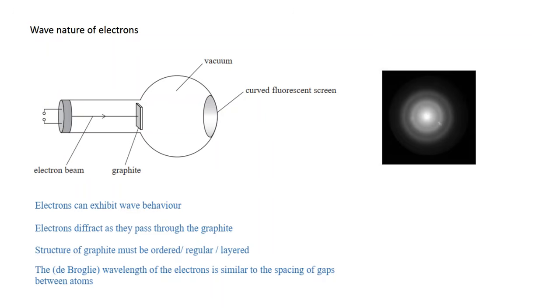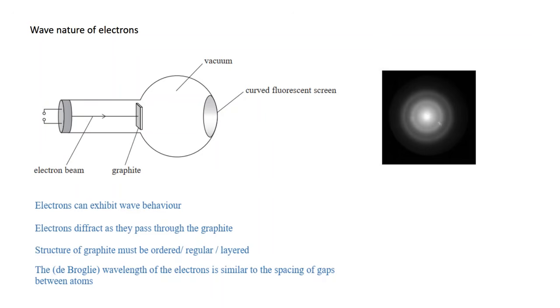What can you deduce from this pattern? So electrons can exhibit wave behavior. Electrons diffract as they pass through graphite. The structure of graphite must be ordered or regular or layered. The de Broglie wavelength of the electrons is similar to the spacing of gaps between atoms, because in order for the electrons to diffract, their de Broglie wavelengths must be similar to the spacing between the atoms.